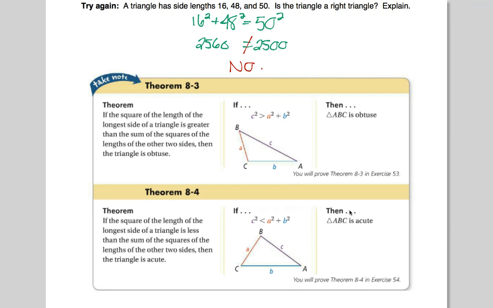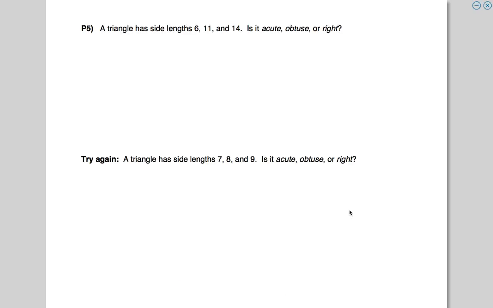And then basically Theorem 8.3 and 8.4 build off the idea that the answer is no. So what if they do not equal? Well, then we have an inequality that can occur. The square of the hypotenuse can be greater than, or the square of the hypotenuse can be less than. And when it's greater than, we have an obtuse triangle, meaning it's greater than 90 degrees. If it's less than, then it's an acute triangle. And really not much to go over there.